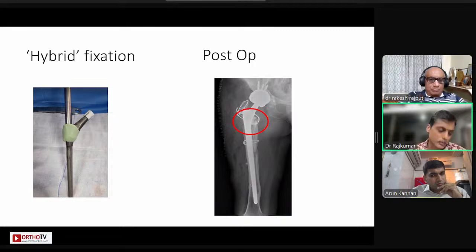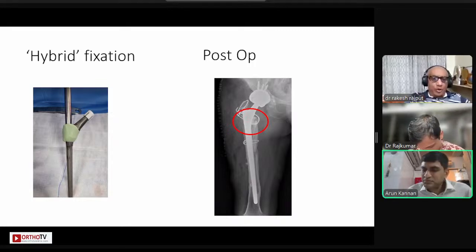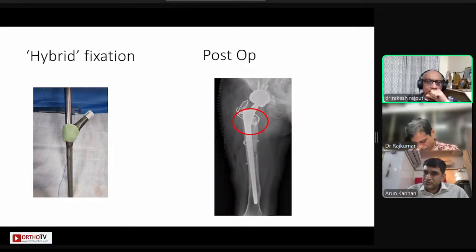Rakesh, what is your opinion? Yeah, there's something very novel to me. I don't know how much of that cement, particularly when I don't have bone on the lateral side, will actually help me to give stability. So not very appealing, but if that works in his hand, that's fine.